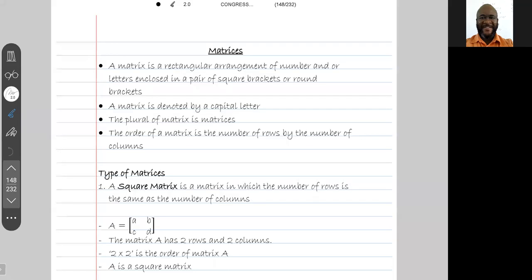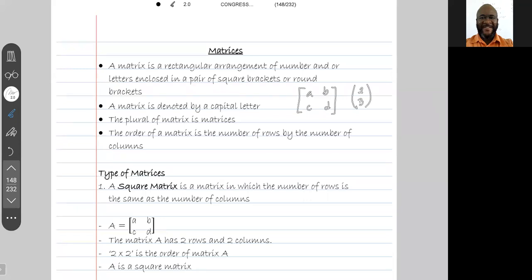All right, so now we're going to start matrices. We'll start off by saying that a matrix is a rectangular arrangement of numbers and or letters enclosed in a pair of square brackets or round brackets. So once you have a rectangular arrangement of numbers or letters enclosed in a pair of square brackets or round brackets, what you have is a matrix.